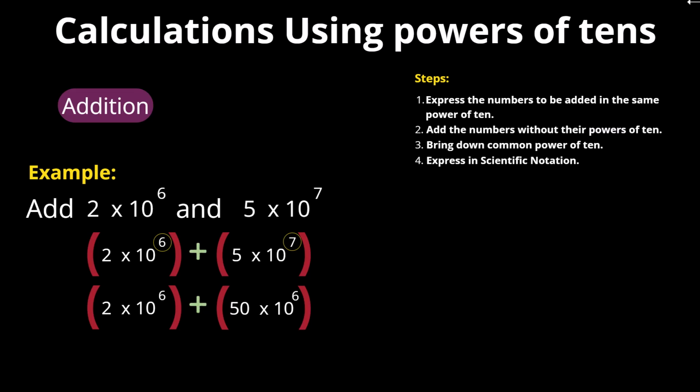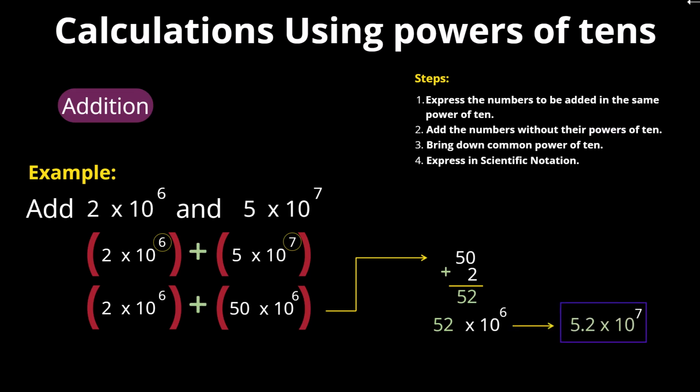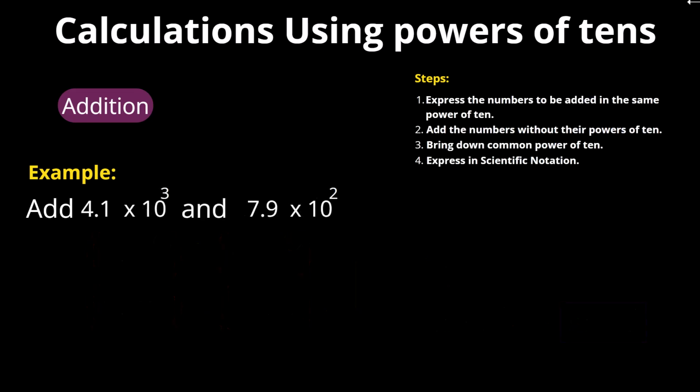Now let's add the numbers without their powers of 10. Let's add 50 plus 2 will be 52. Now step 3 says bring down common power of 10. We have our answer and we bring down the common power of 10. Now we need to express this answer in scientific notation, so we need to add a decimal and 1 digit to the right, and we move to the right. That will be 5.2 times 10 to the 7th power. Now if you want, pause this video and work this next problem by yourself.